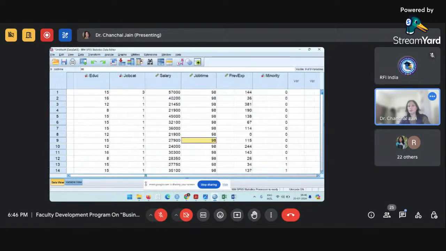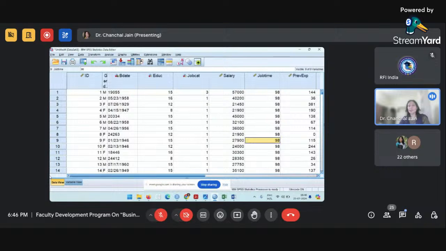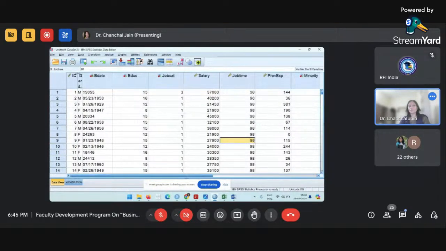Fine, friends. Importing is clear. How to bring data into SPSS is clear to everyone. Yes, ma'am. Yeah.